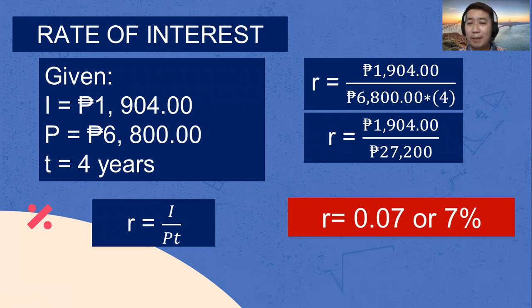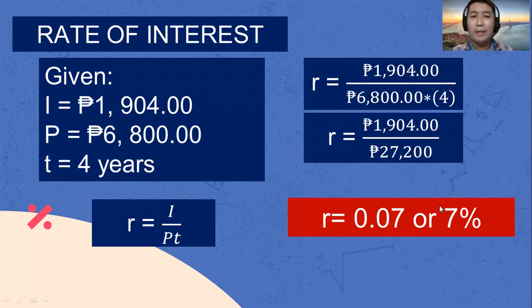How did we get 7%? You are going to multiply 0.07 by 100 and you will get 7%. Or you can move the decimal point twice to the right to get the value of the rate of interest. That is 1, 2, that is 7%.